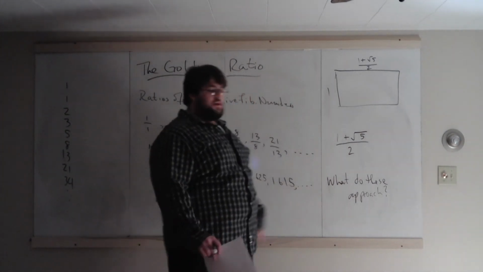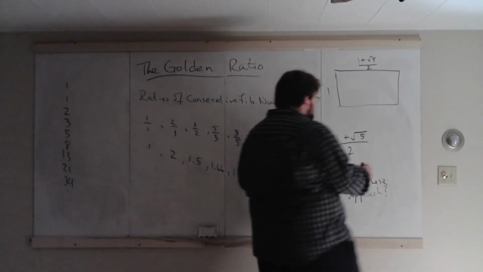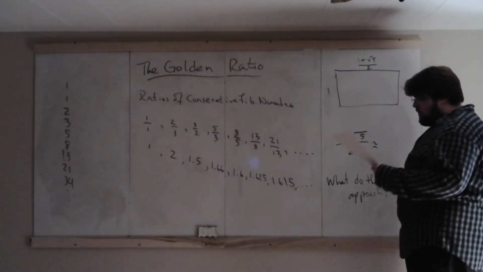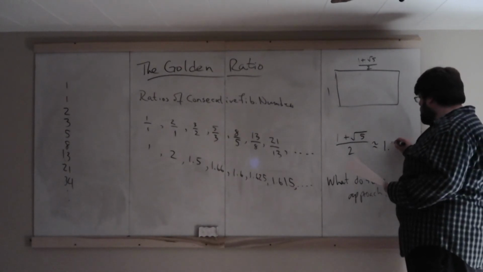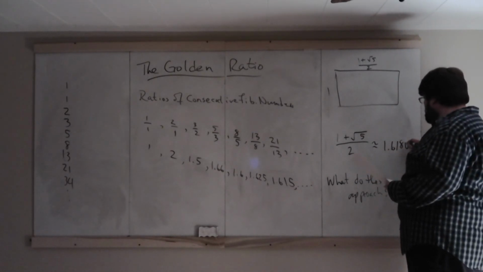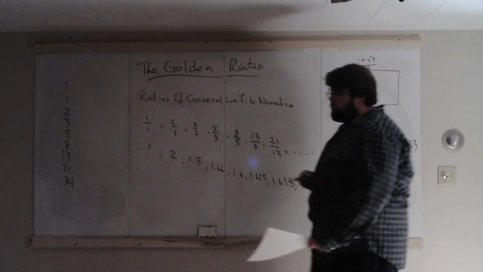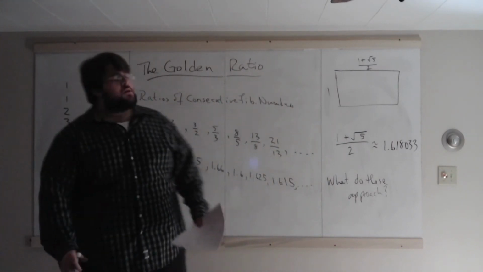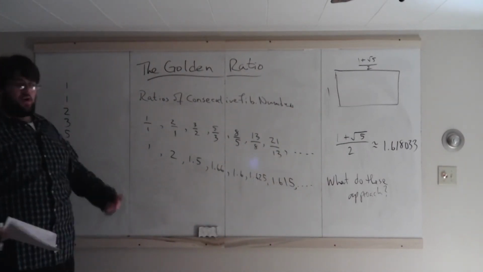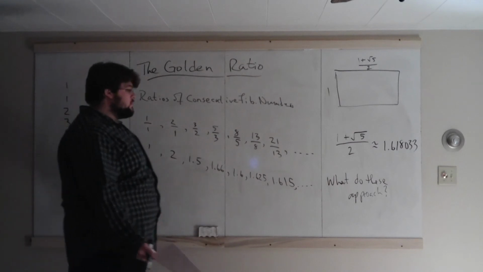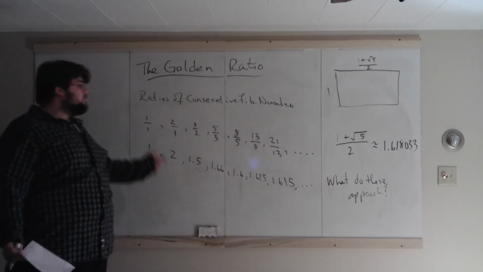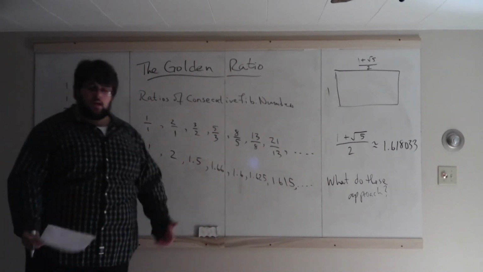Now, why do these numbers approach that? This number has a decimal, I should say, and that's just a number. This is about 1.618033. So 1 to about 1.6 is a very attractive rectangle, supposedly. Now, why do these ratios approach that number? Well, let's set it up algebraically.